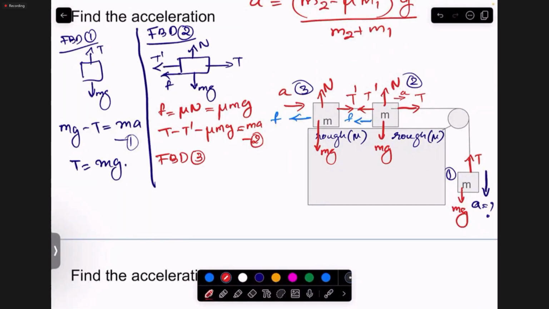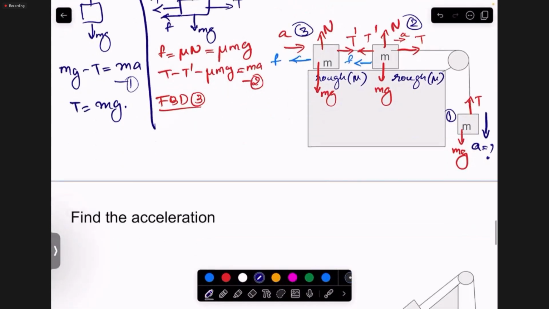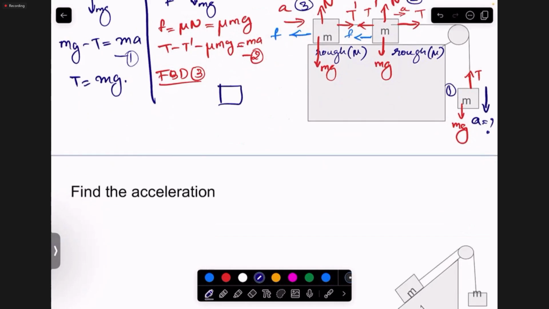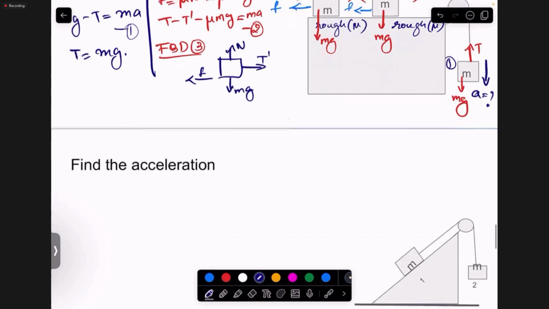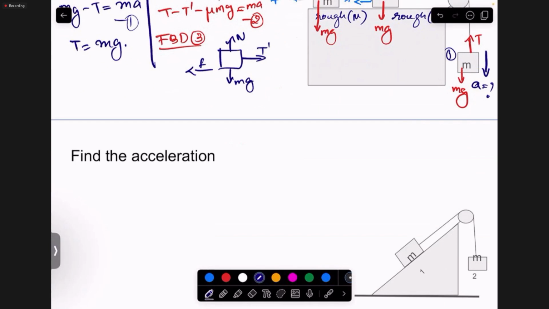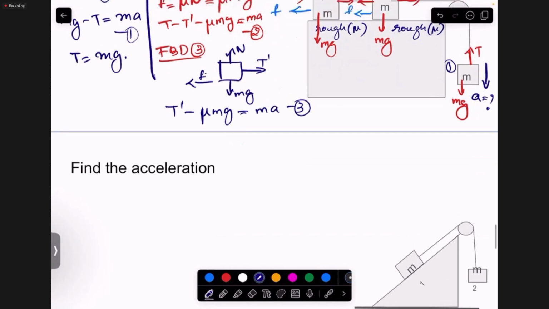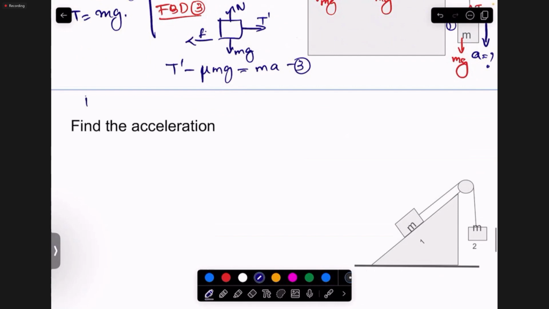Then FBD3 we will be writing. FBD3 is again here F is there, here T dash is here, N and mg. So the equation will be T dash minus mu mg, because this F was also mu mg, equal to ma, equation 3.